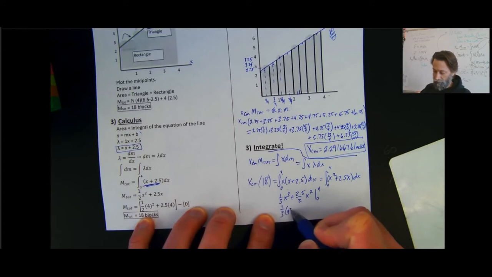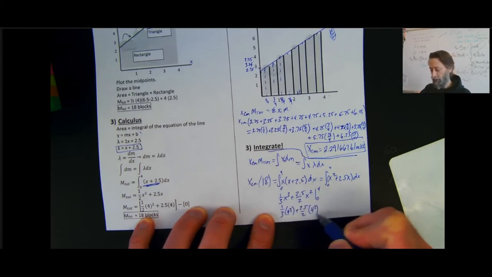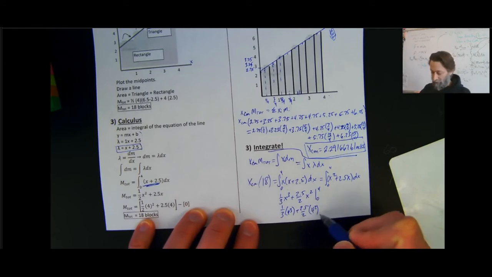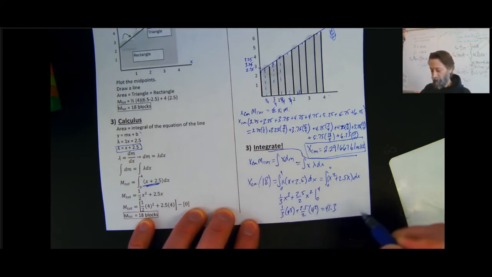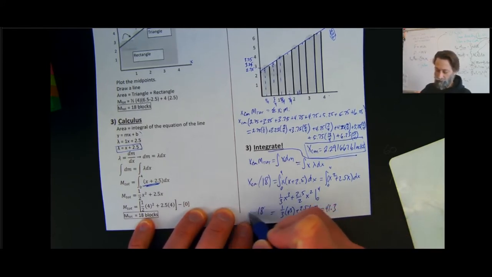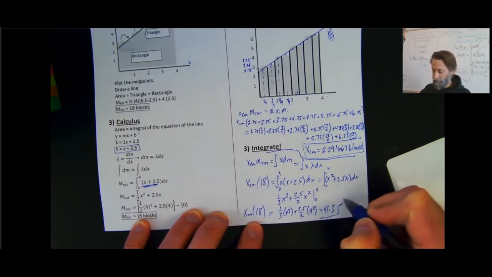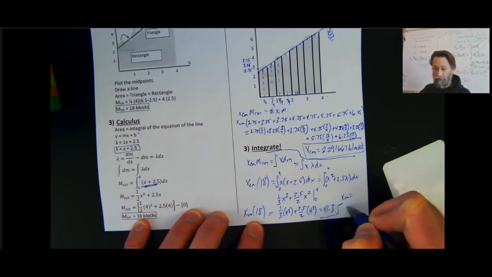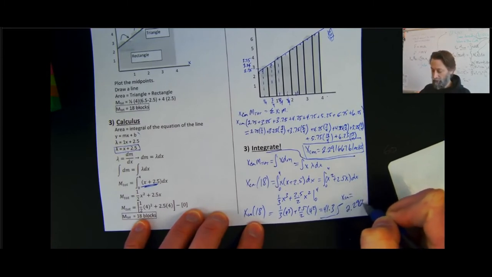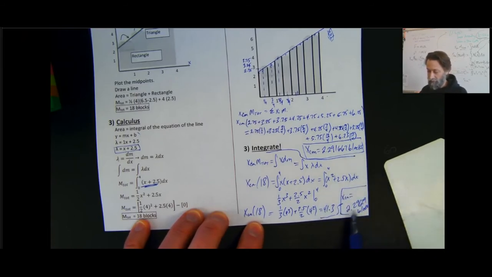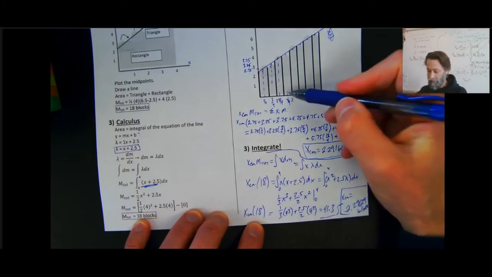1/3 of 4 cubed plus 2.5 times over 2 times 4 squared. That's going to equal 41.3, which is equal to 18 times that center of mass. And whenever you solve for that center of mass, you get a value of 2.29629 blocks. So again, notice how that is becoming even more accurate, 2.29629, and that's where it is.